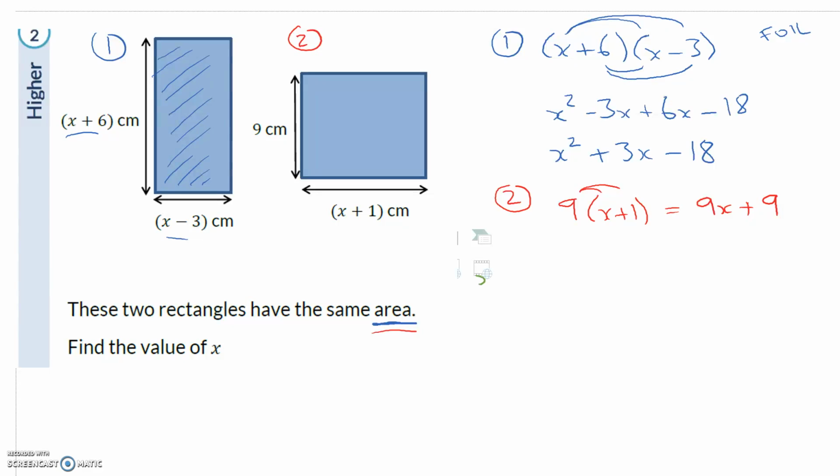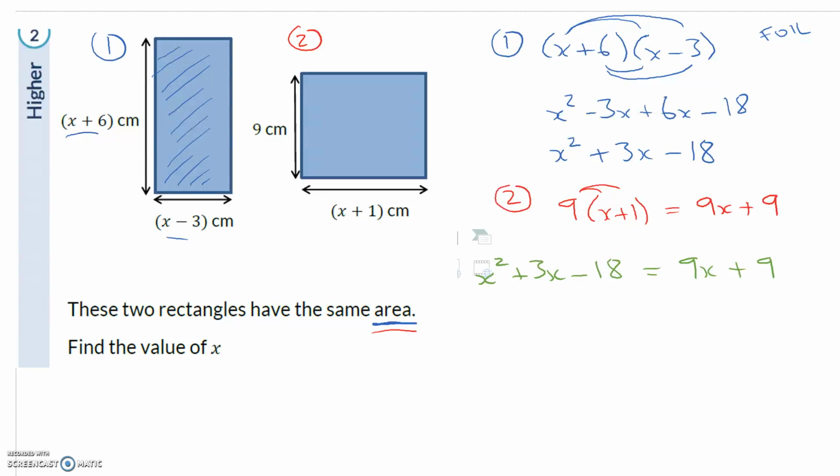Right, we're going to write an equation that says x squared plus 3x minus 18 equals 9x plus 9. Okay, so here we're just saying that the area of the two triangles are the same. The area of the first triangle, that expression, is the same as the expression for our area of the second triangle. Okay, giving us an equation. Right, let's simplify this.